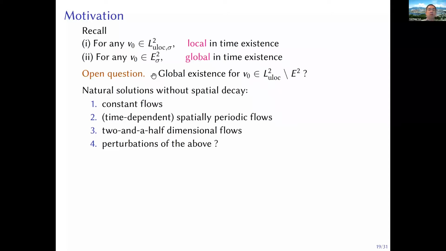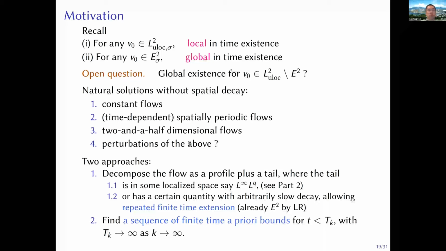And there are many partial results so far. But I want to first mention two approaches, which I mentioned earlier. The first one is to decompose the flow as a profile plus a tail, where the tail should have some decay. So either it is in some localized space like L infinity L^q, for example L^3 or weak L^3. And the second is that this tail is not in L^q, but maybe it's in E2.